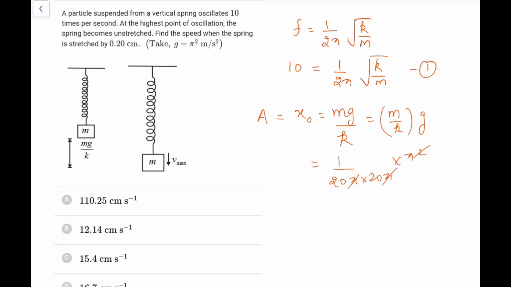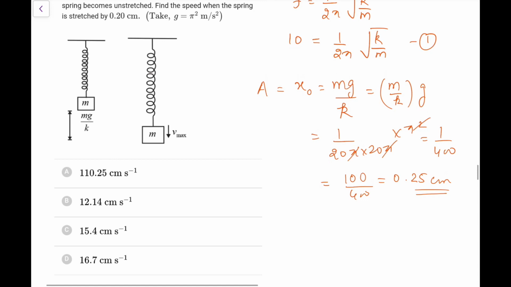So this amplitude comes out as 1 upon 20 into 20, 1 upon 400. If I do this in centimeters, it becomes 100 by 400, which we can write as 0.25 centimeters. So when it is stretched by 0.2, that means at that time the displacement from the mean position is 0.25 down, so 0.2 down, it would be 0.05.